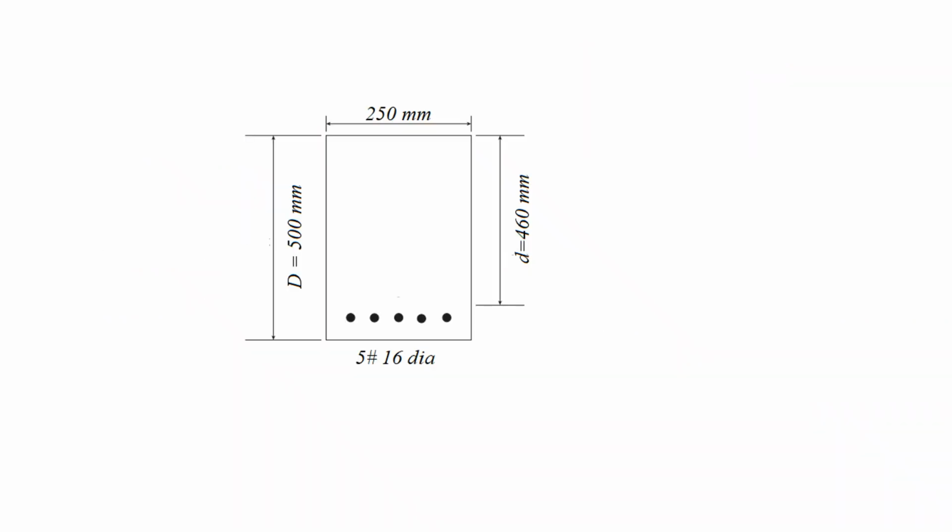Once we have found the area of steel and effective depth, I need to plot the cross-sectional detailing. So I have drawn the rectangular beam, which has an overall depth of 500 mm. I need to show the effective depth, that is 460 mm, and I also need to show the number of bars. So these are the 5 numbers of 16 mm dia bars. So this is how you need to solve a design problem for a singly reinforced section.